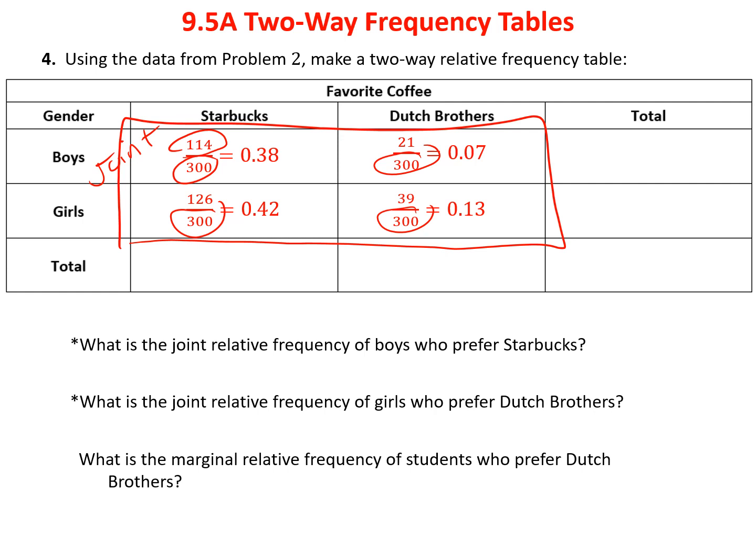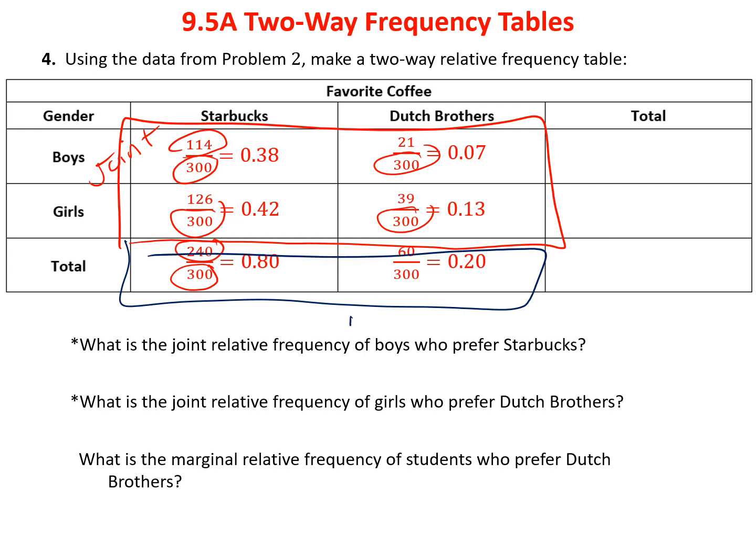Now the margins are not joints. They only have to do with one thing. So for example here, the total number of people who like Starbucks is 240. Out of the total number 300, that makes 80%. 80% of the people surveyed prefer Starbucks. Then 60 out of 300, the other 20% prefer Dutch Brothers. Now again, these are what we call the marginal relative frequencies.